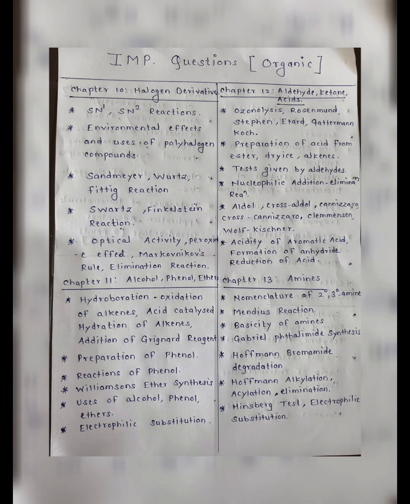Next is Williamson's ether synthesis, uses of alcohol, phenols and ethers, and some electrophilic substitutions of alcohol, phenols and ether. More correctly, anisoles. Electrophilic substitutions of anisoles are frequently asked in your exams. Next is aldehyde, ketone, carboxylic acid. From that topic, ozonolysis is very important according to your complete the following type of reaction.